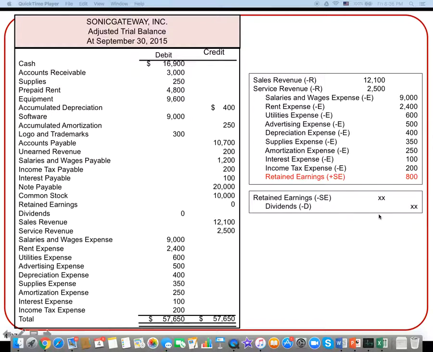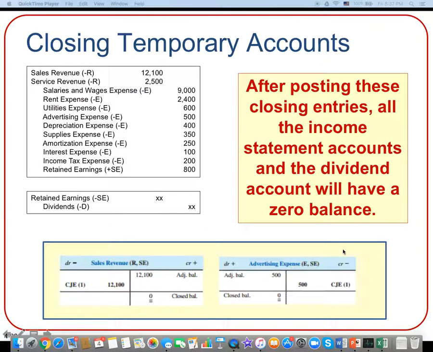Same way with dividends, right? When you're calculating your retained earnings, you have a beginning balance plus the net income minus the dividend. So you have to close out the dividend, move the dividend amount into your retained earnings so that your dividend starts fresh at a zero balance, right? So after posting these closing entries, all of your income statement accounts and dividend account should have a zero balance.